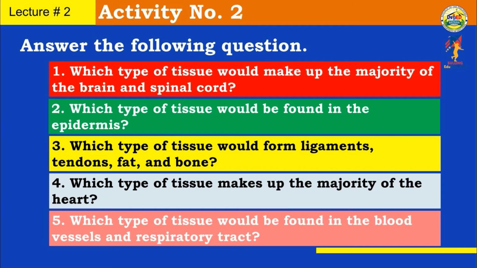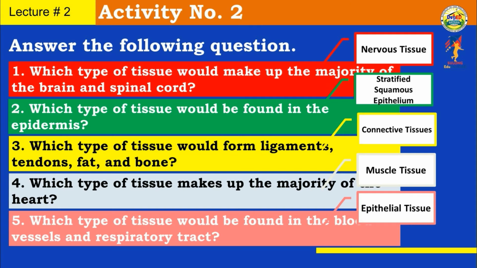Okay, let's check your answers. For number 1, the correct answer is nervous tissue. For question number 2, the correct answer is epithelial tissue, or to be specific, stratified squamous epithelium. For number 3, the correct answer is connective tissues. For question number 4, the correct answer is muscle tissue. And lastly, for number 5, the correct answer is epithelial tissue.